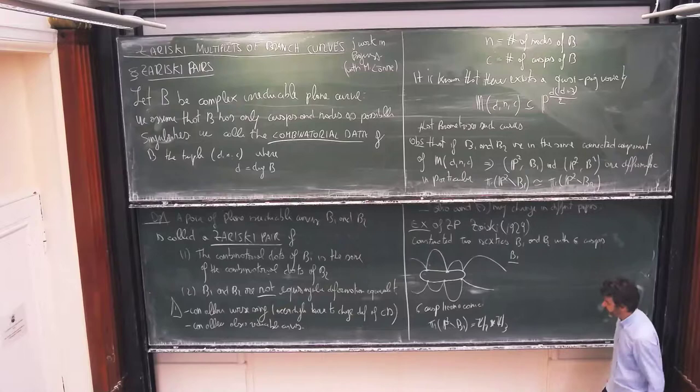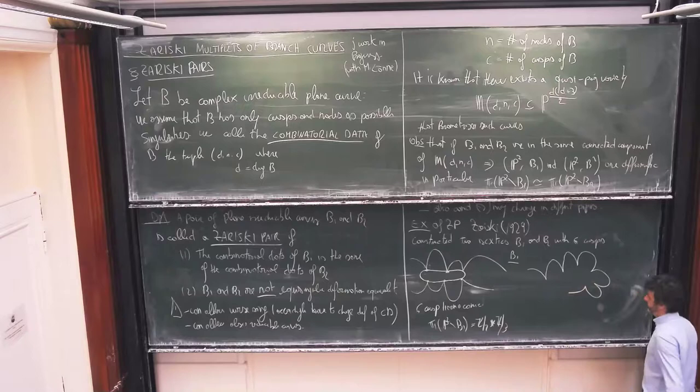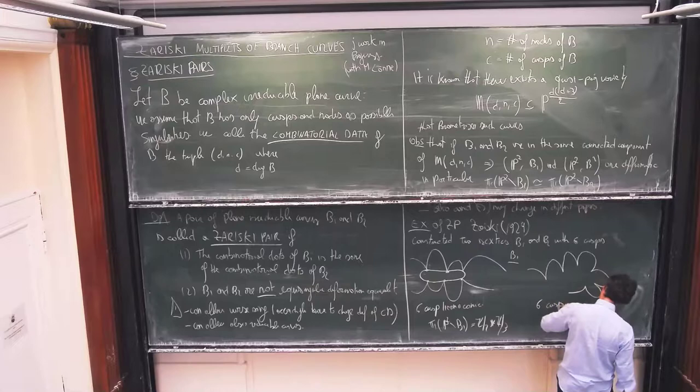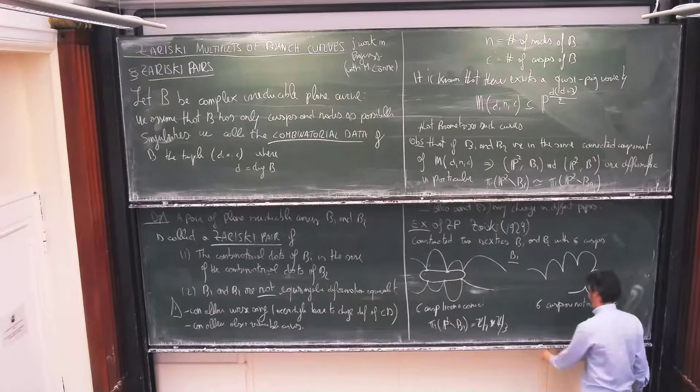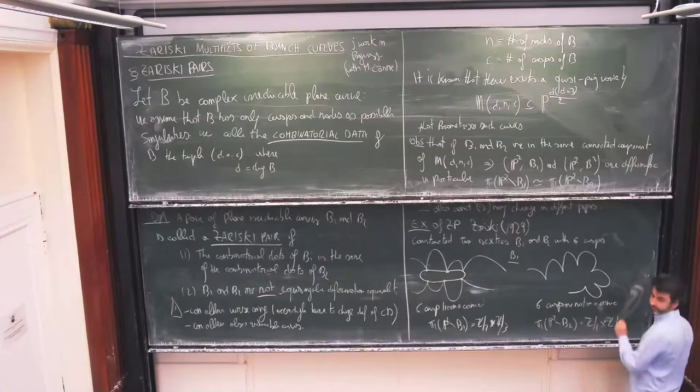And then another, maybe like this, where the six cusps are not on the conic. And in this case, the fundamental group of the complement is Z2 times Z3.